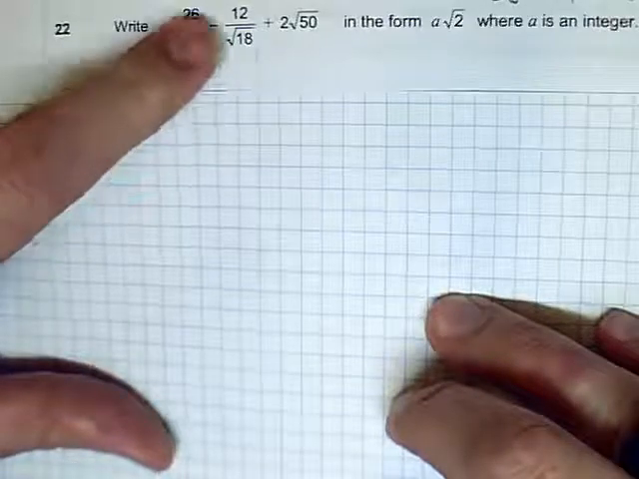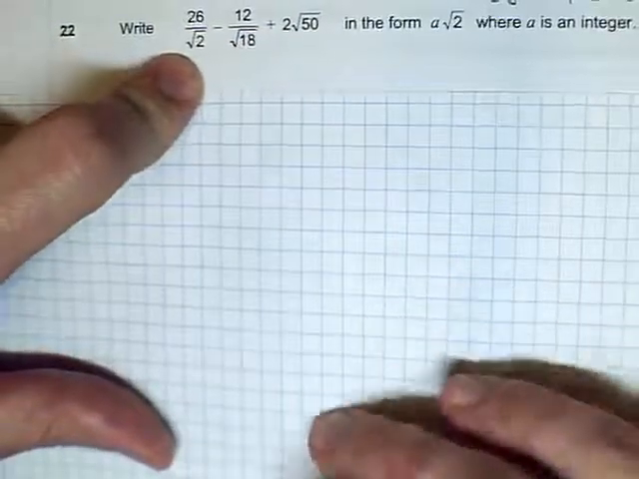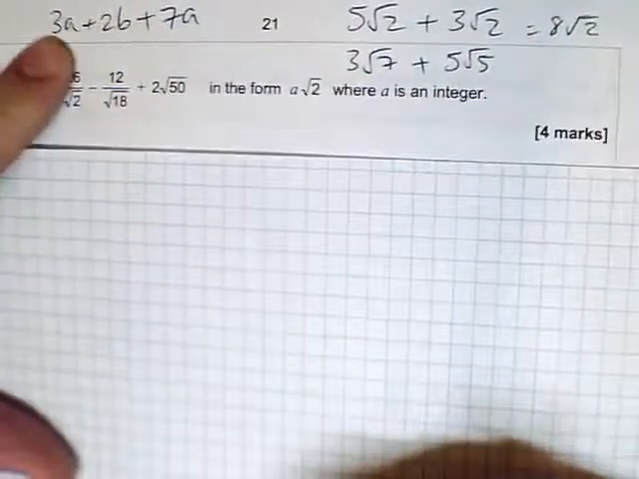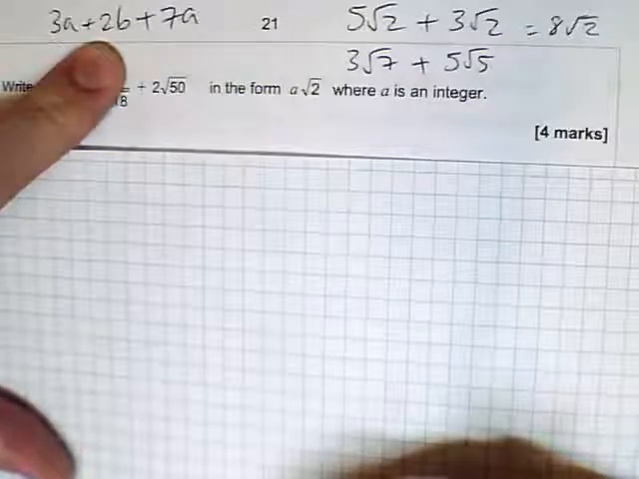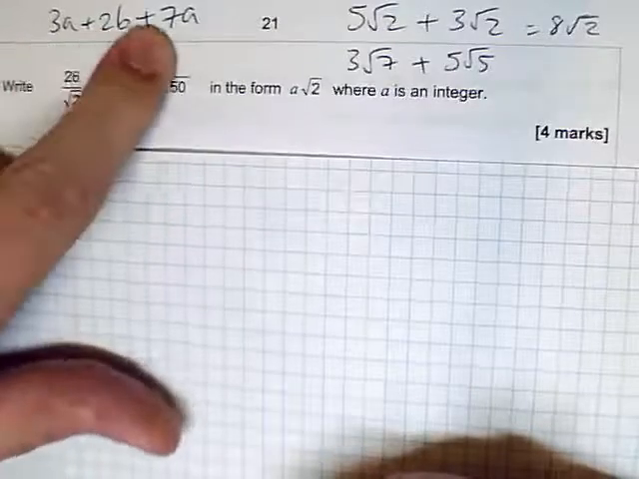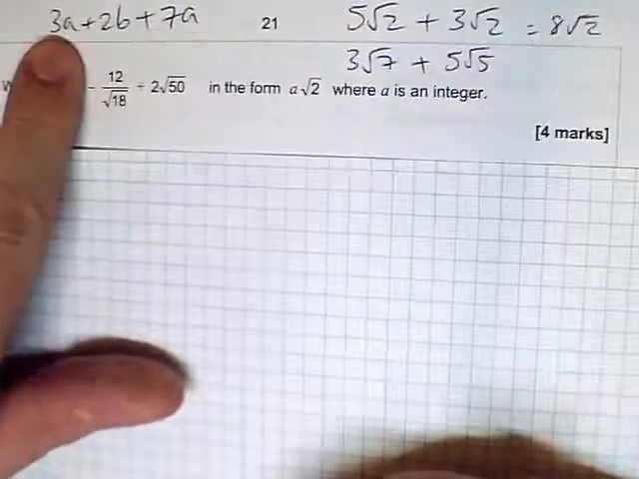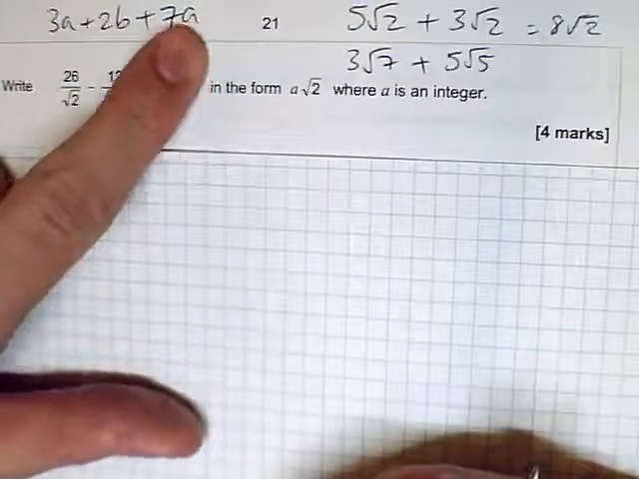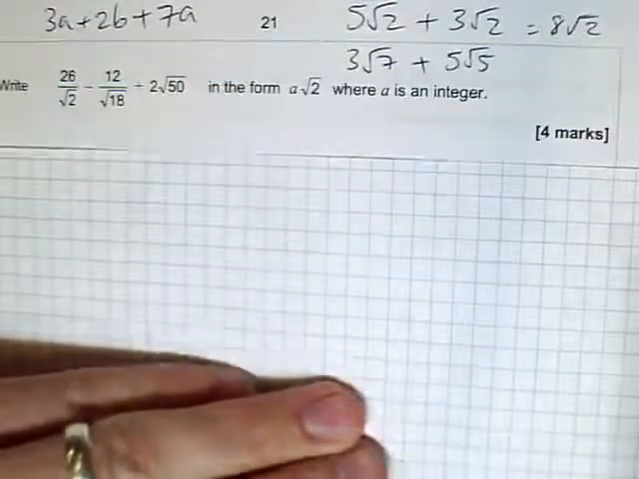Also, what you need to be thinking is, because I'm adding and subtracting, I need to have like surds. So let me show you what I mean. If we think about algebra, if I'm doing 3a plus 2b, I can't simplify that, because they're not like terms. If I'm doing 3a plus 2b plus 7a, then I can simplify this bit because they've both got a in it. We've got 3 lots of a plus 7 lots of a, so I could write that as 10a plus 2b.